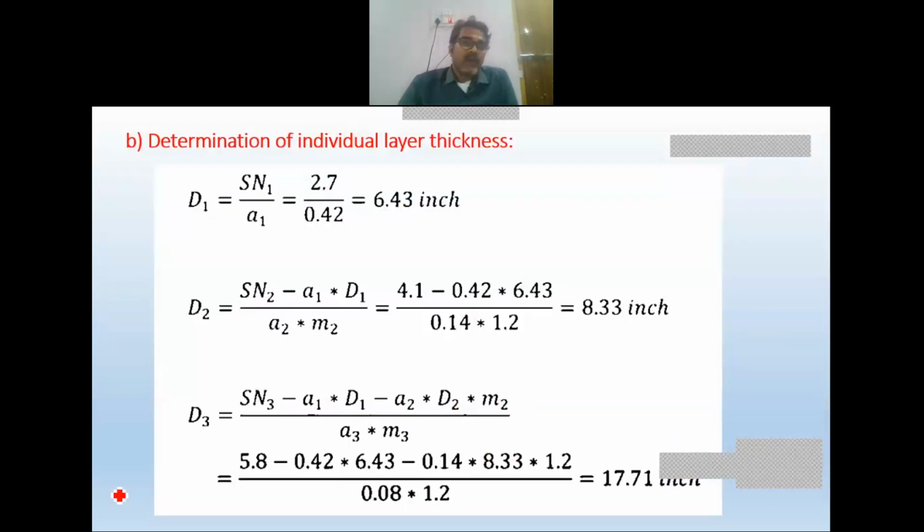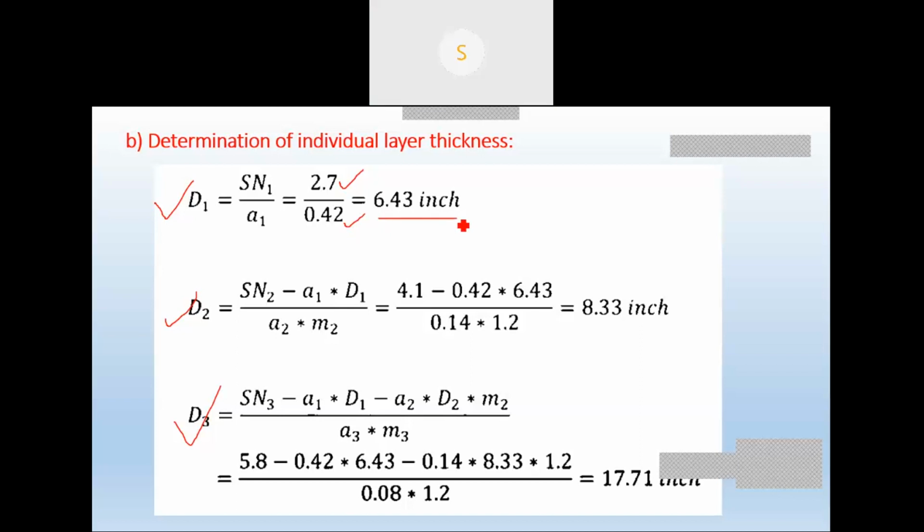Now individual layer thickness can be calculated using the equations for D1, D2 and D3. D1 is equal to SN1 by A1. This is the empirical relation given by AASHTO. SN1 was already calculated as 2.7, and A1 is the layer coefficient given in the problem, 0.42. Therefore, the thickness of the asphalt layer, that is the top layer, is equal to 6.43.